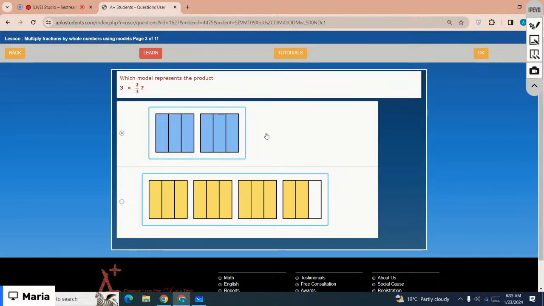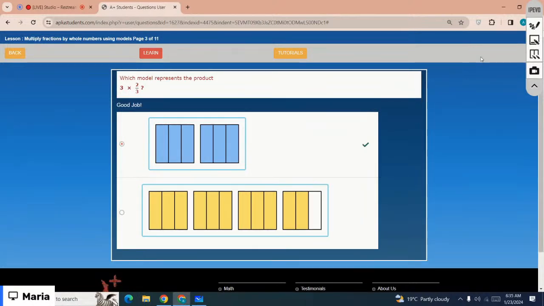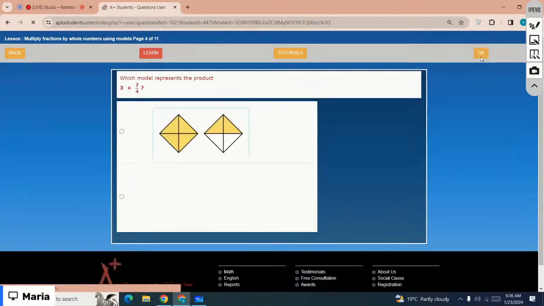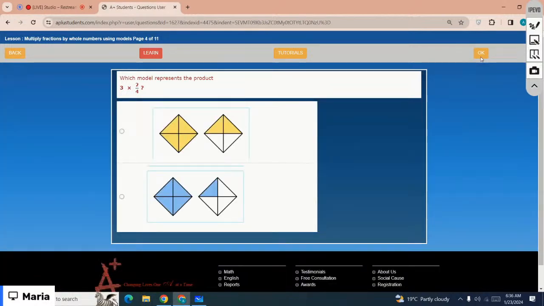Option number 1 is the correct option. Just multiply the numerators. 3 times 2 is 6. So the correct option is the one that has all the 6 portions colored. So option 1 is the correct option. Okay, 3 times 2 is 6. Which is the correct option?